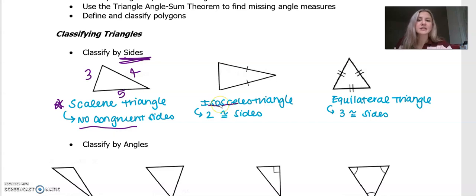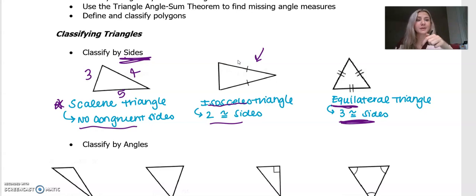In an isosceles triangle, we've got two congruent sides. Notice the tick marks. So I know that this side is congruent to this side. The lengths are the same. And in an equilateral triangle, equal, right? That's what it sounds like. The three sides are all congruent. That's an equilateral triangle. That's how we're going to name triangles by their sides.